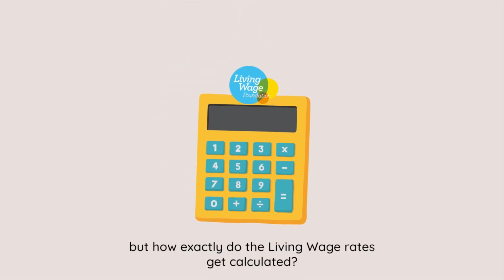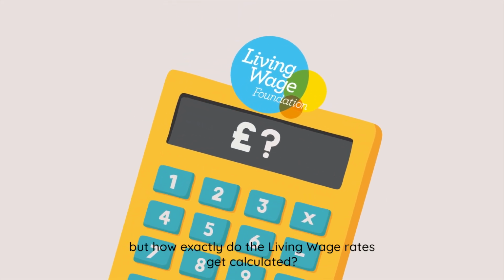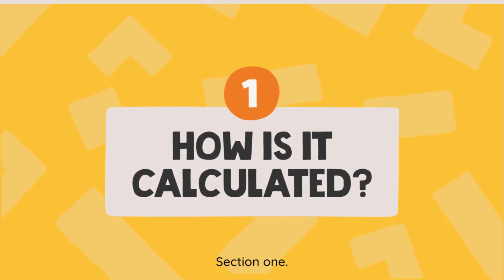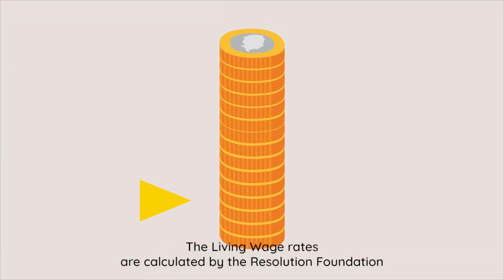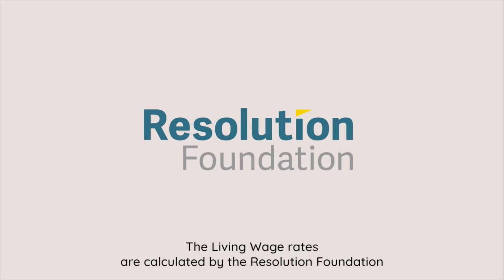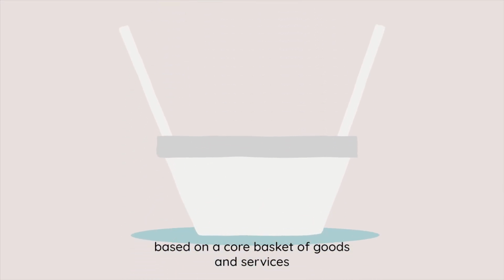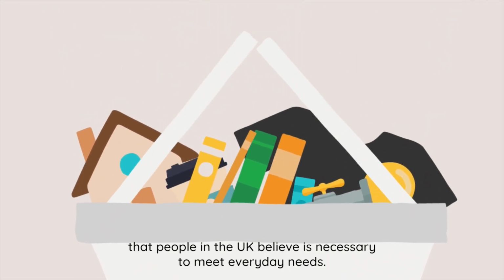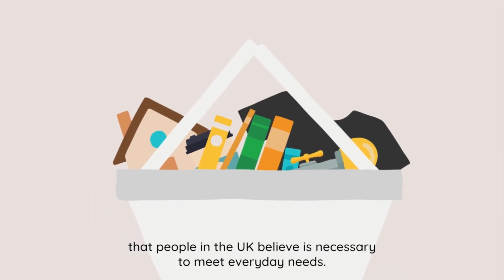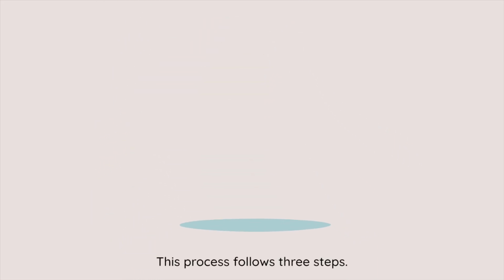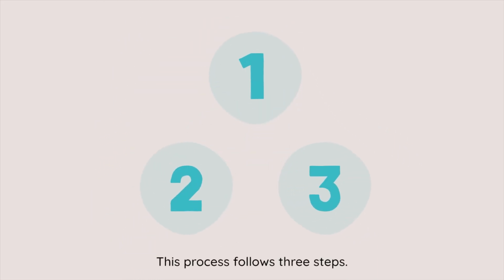But how exactly do the living wage rates get calculated? Section 1. The living wage rates are calculated by the Resolution Foundation based on a core basket of goods and services that people in the UK believe is necessary to meet everyday needs. This process follows 3 steps.